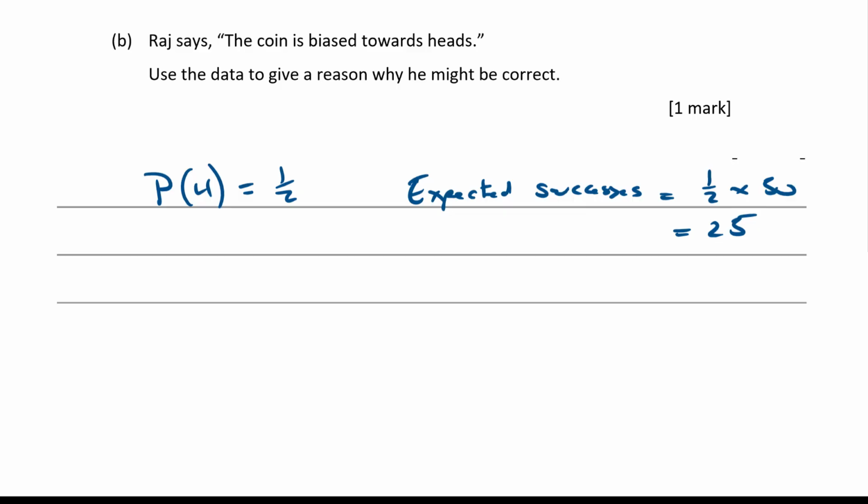Okay, so we would expect 25, but he got 31. So that is some evidence to suggest it might be biased. It might just be a lucky break though. It's not that far off 25, is it? But anyway, that's what we can write down.